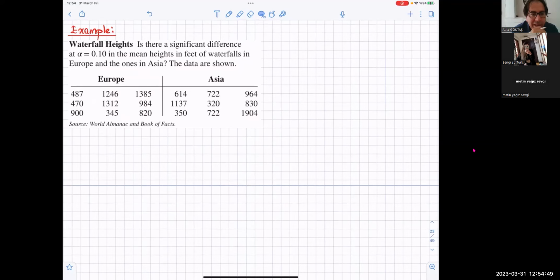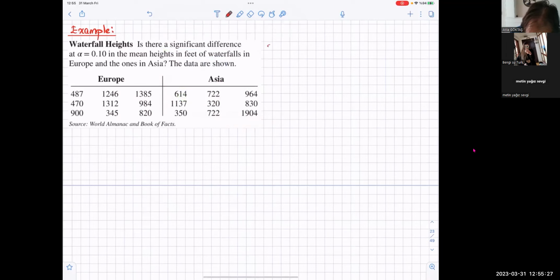Example: waterfall heights. The question is, is there a significant difference at alpha equals 0.10 level of significance in the mean heights in feet of waterfalls in Europe and the ones in Asia? The data are shown right there. As I told you, if it asks whether there is a significant difference, you will automatically establish the alternative hypothesis as double-sided.